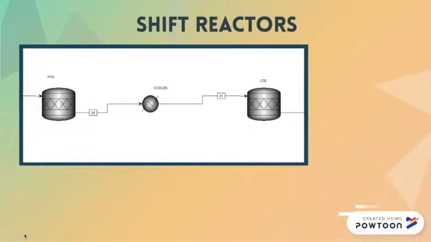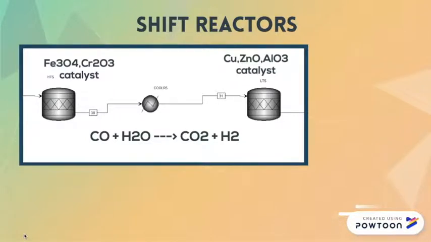The product from the ATR will then enter the shift reactors. This consists of a high temperature and low temperature reactor, each operating at 400 degrees Celsius and 210 degrees Celsius with a pressure of 1 bar. The following reaction occurs to remove carbon monoxide from the system, producing more hydrogen. This reaction is made possible by using the following catalyst in each reactor.